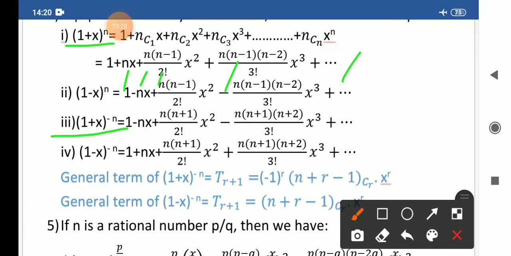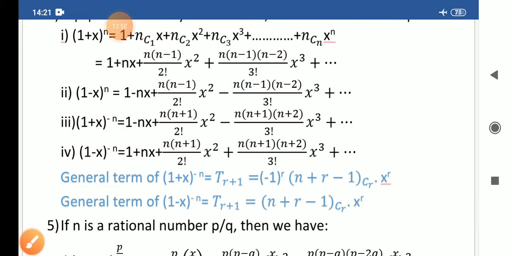1 minus x power minus n. You put minus n in the place of n in this second one. We have this: 1 plus x power minus n. Now the general term of (1 plus x) whole power minus n is (minus 1) power r, n plus r minus 1 C r into x power r. You remember all these formulas.